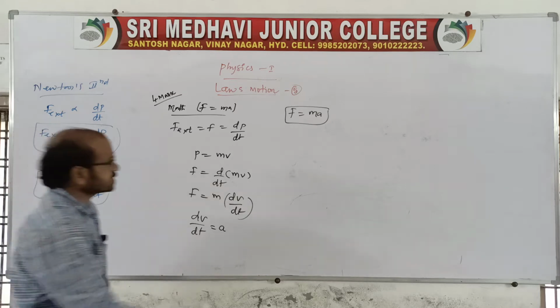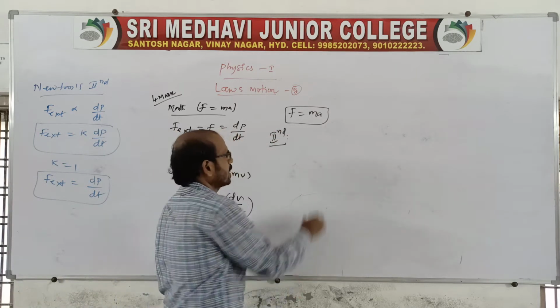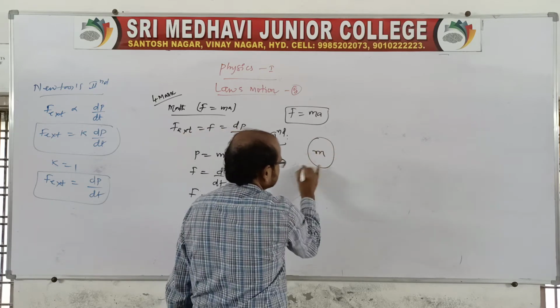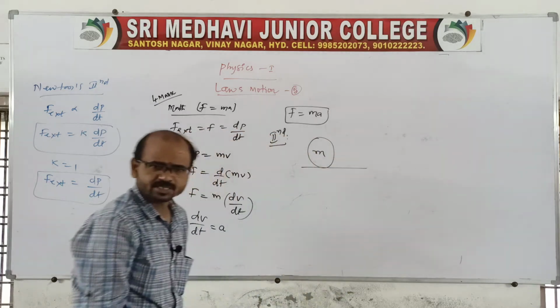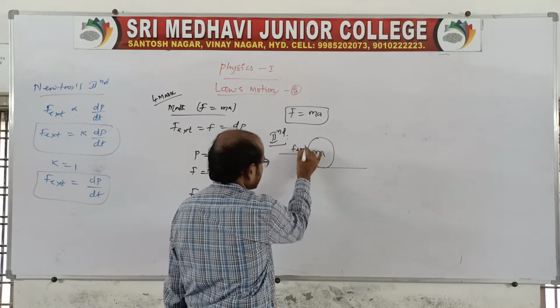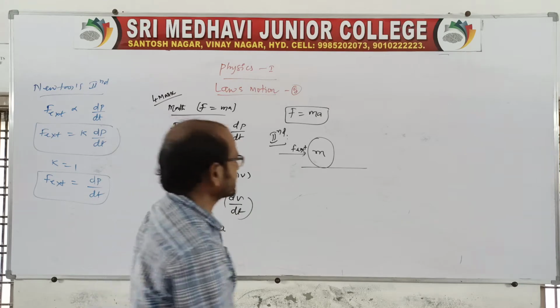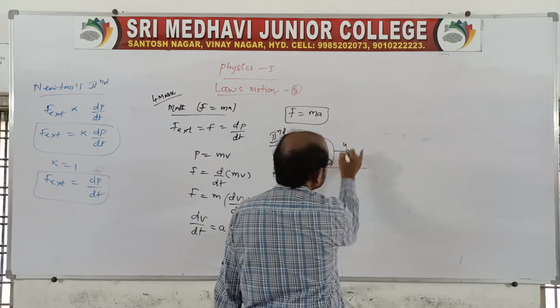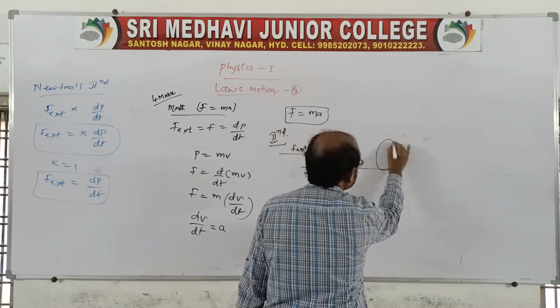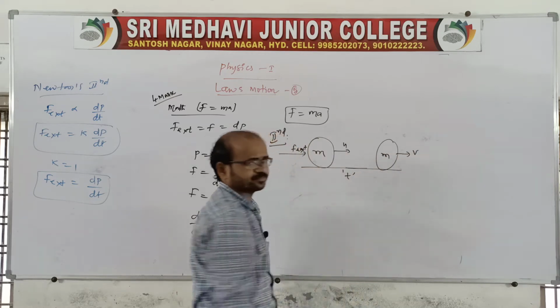Or else there is another, a second method also, which is also very simple. That was the first method. Let us take one body of mass m, right? And a force F is applied, an external force, because it is dynamics, there must be a force to be considered. The body is moving with velocity u, and finally the body attains the final velocity v after a time t.